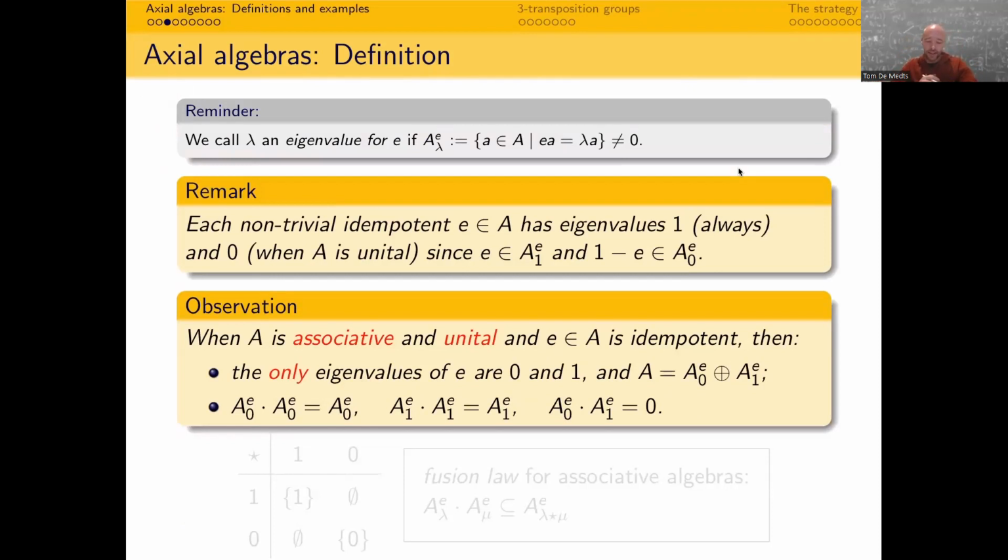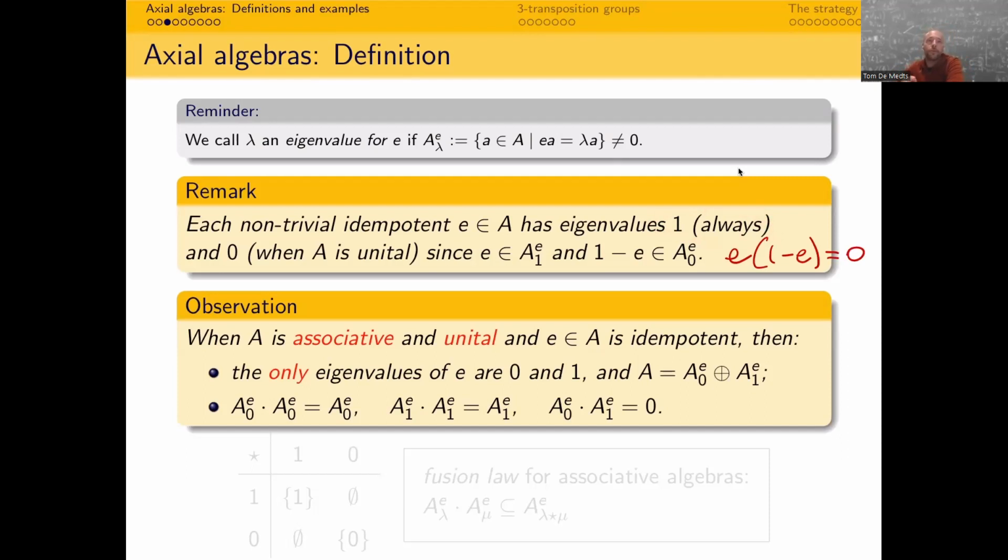So we have this notion of an eigenvalue. And as a very small remark and observation: if you have an idempotent, then you always have the eigenvalues 0 and 1. 1 is always an eigenvalue because E times E is equal to 1 times E. And when A is unital, so when you have a unit, then 0 is also an eigenvalue, because E times (1 minus E) is always equal to 0, of course. So we have this fact that 1 minus E is always a 0 eigenvector.